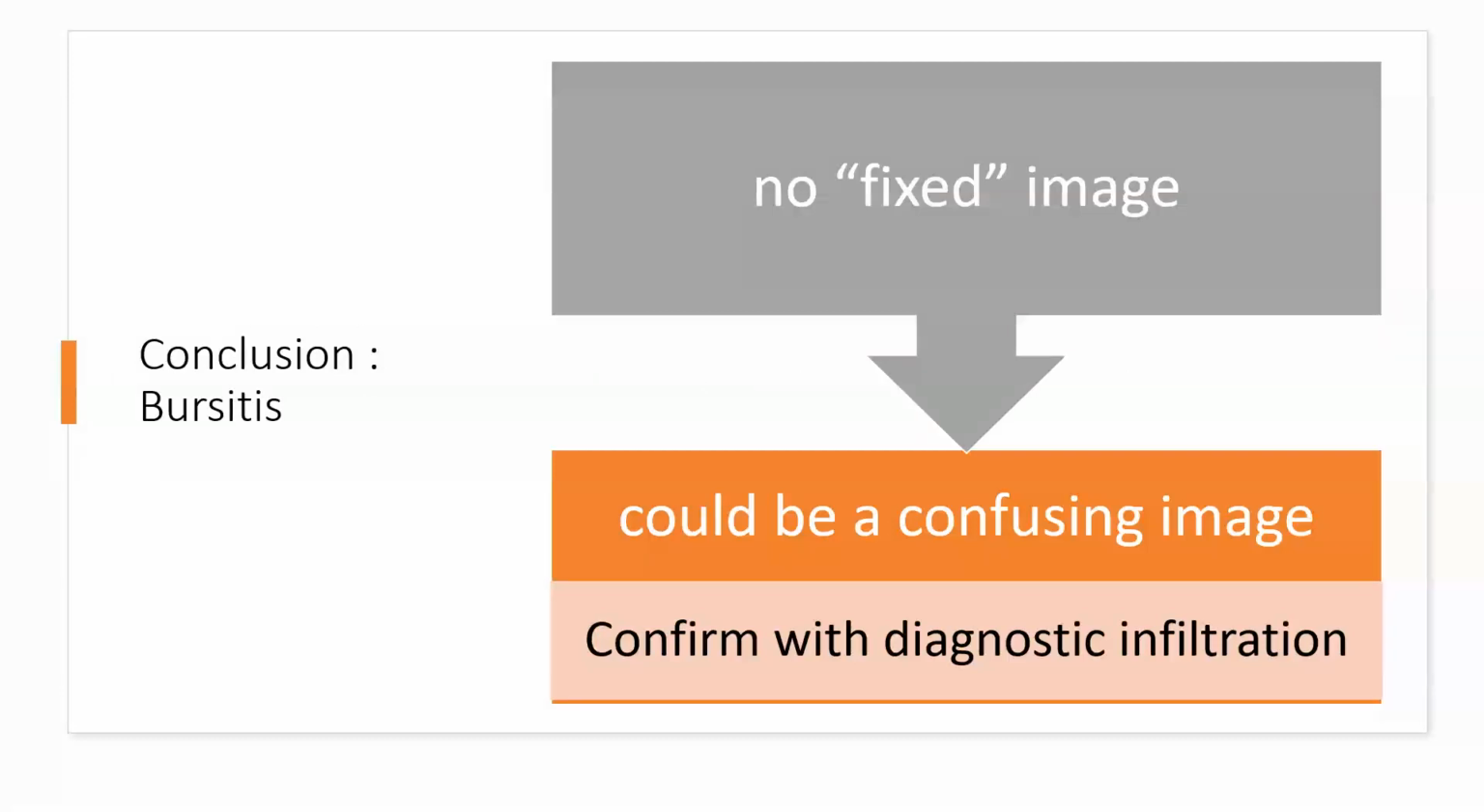So, in conclusion, when we talk about bursitis in the hip area, there is really no real fixed clinical image. It could be a confusing image, which is normal, and if you want to be sure, then it's a good idea to confirm your diagnosis with a diagnostic infiltration.